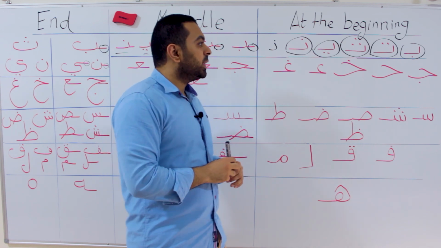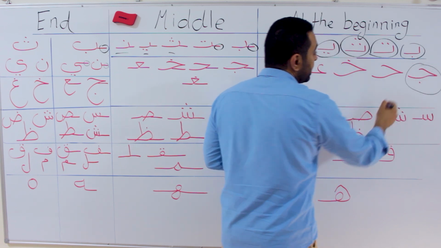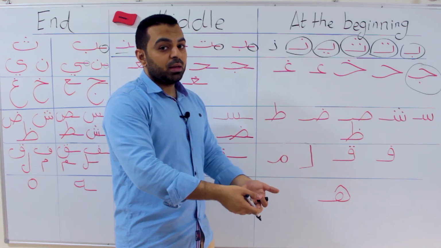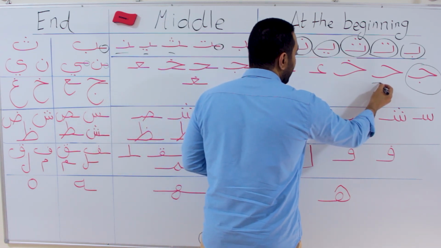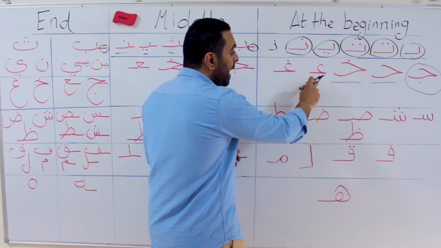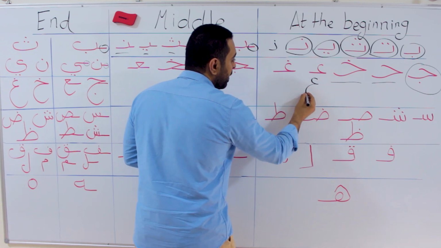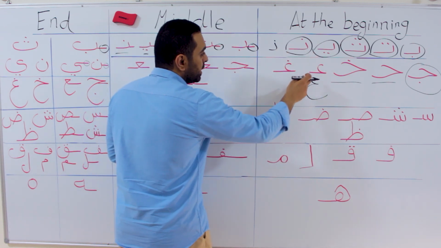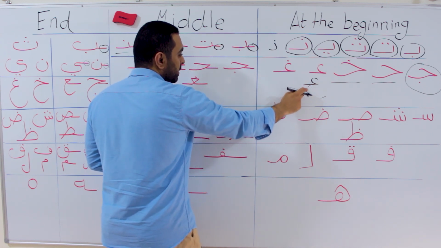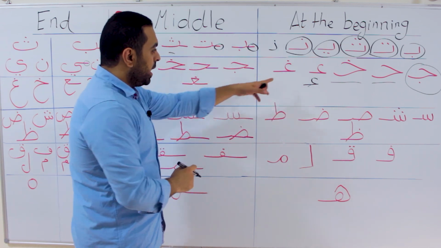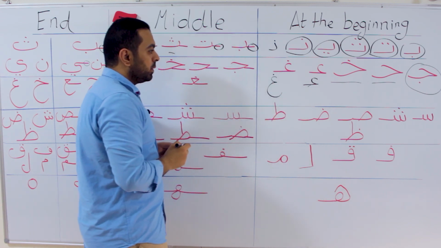The second group is gim. This is gim. Do you remember the belly of gim? No, we erase it. So this is gim, ha, kha, and this one, it's not hamza, it's ain. Do you remember ain that was like this? Here at the beginning, it'll be like this, and you don't need this belly. And also ghain. Okay.